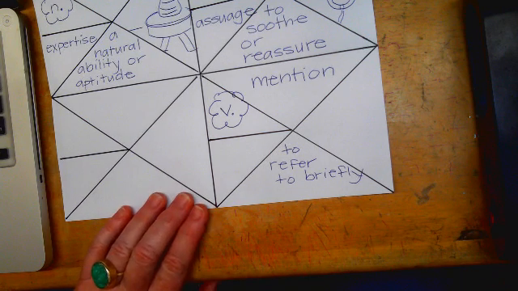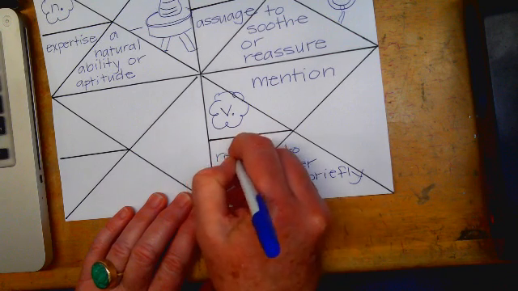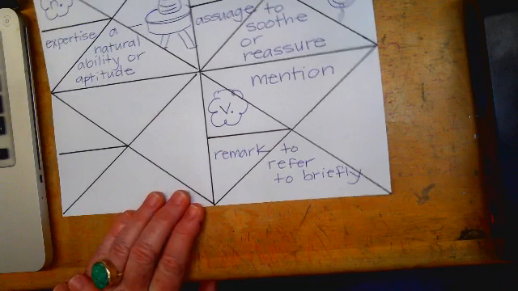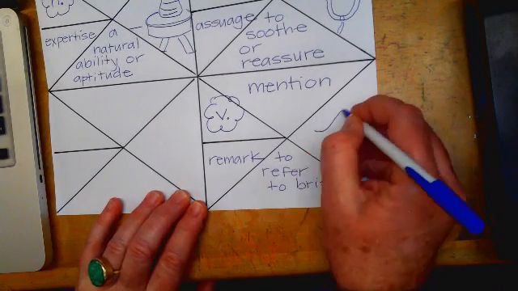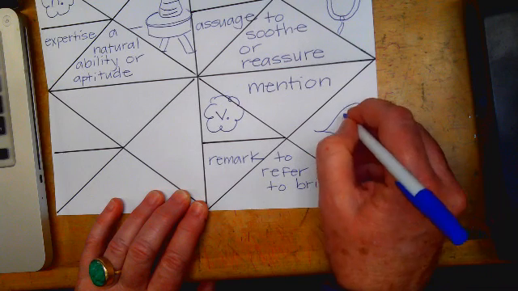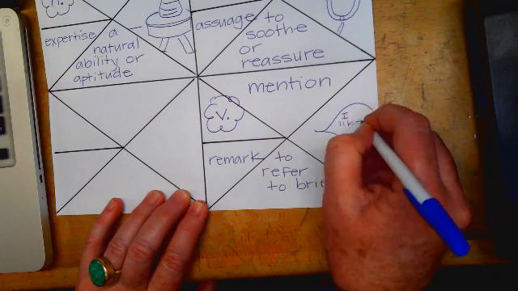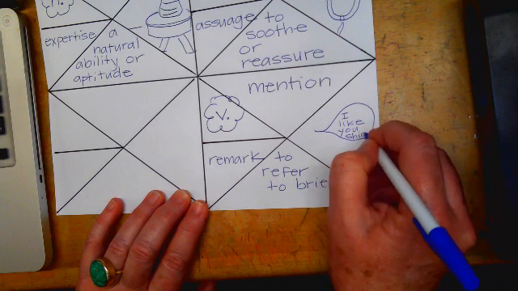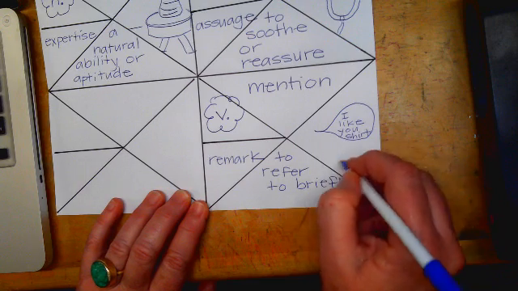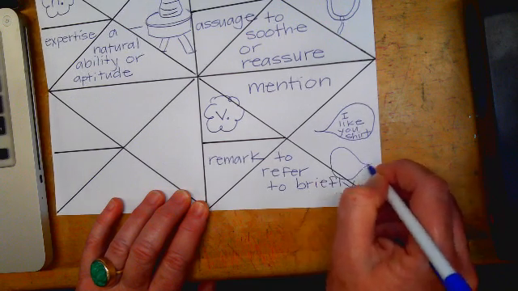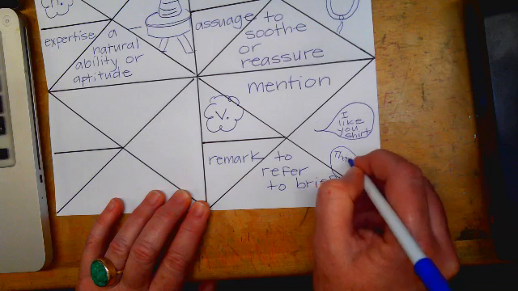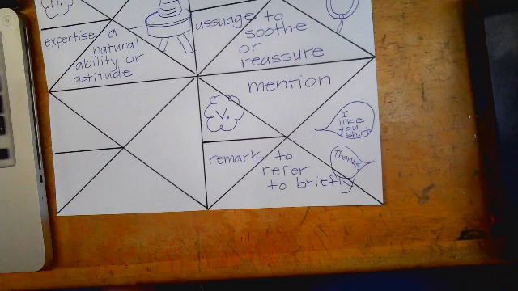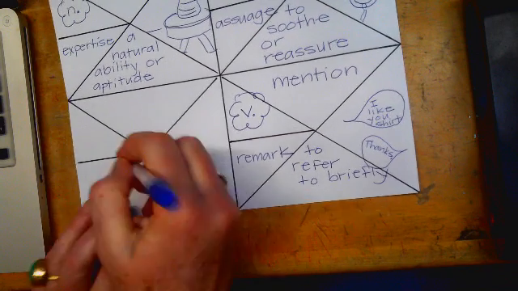So if you mention something, you say it kind of quickly. The synonym for that is remark. If you mention something to somebody, you just say it really quickly. So you maybe say, I like your shirt. And then someone might say back, thanks. Right? You're just mentioning something, you're saying something quickly, right?